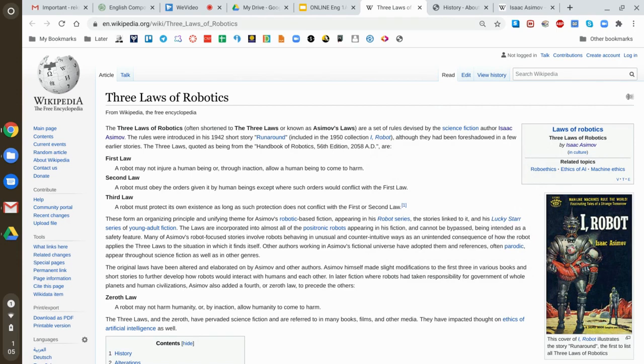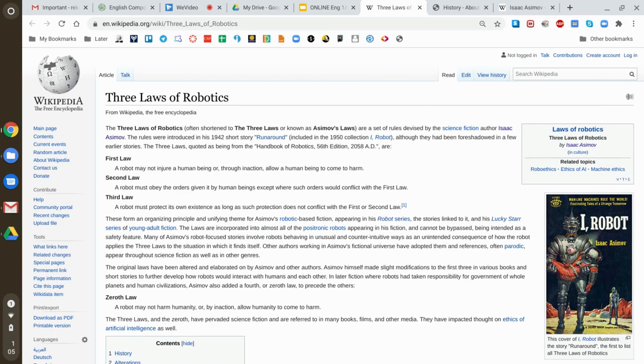So the 3 laws of robotics, often shortened to the 3 laws, or known as Asimov's laws, are a set of rules devised by the science fiction author Isaac Asimov. The rules were introduced in 1942 short story Runaround, included in the 1950 collection I, Robot, although they had been foreshadowed in a few earlier stories. The three laws, quoted as being from the Handbook of Robotics, 56th edition, 2058 AD. Note how that's in the future. And many of you will be alive in 2058 AD. I wonder if there will be any robots.